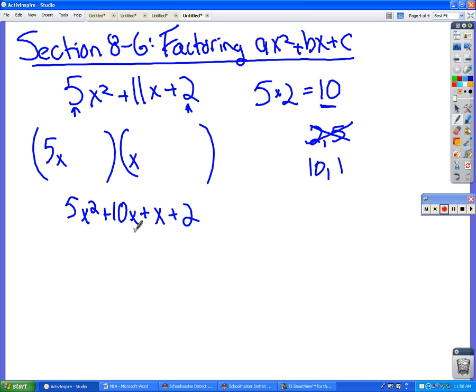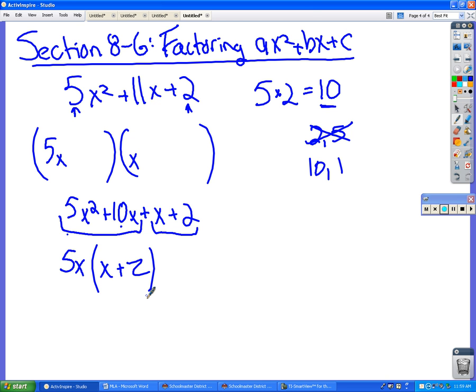Now I'm going to look at these first two things right here and these last two things right here as two separate pieces. What can I factor out of 5 and 10? In other words, what goes into both 5 and 10 evenly? Biggest number? 5. What goes into x squared and x both evenly? An x. So now since I pulled out a 5x from here, what's left? An x, plus, since I pulled out a 5x from here, what's left? 2.